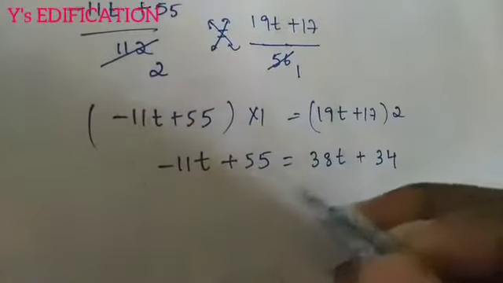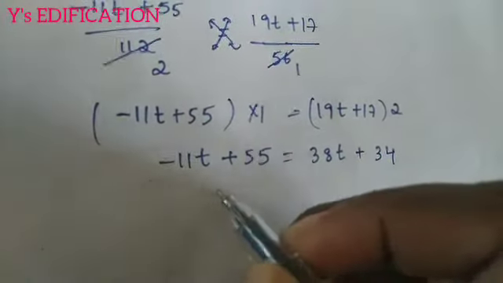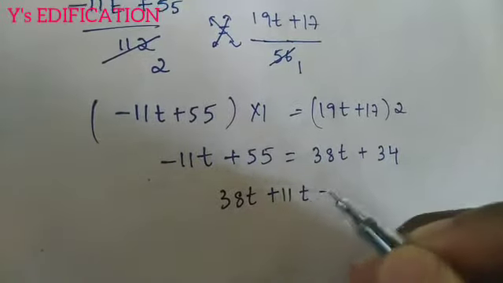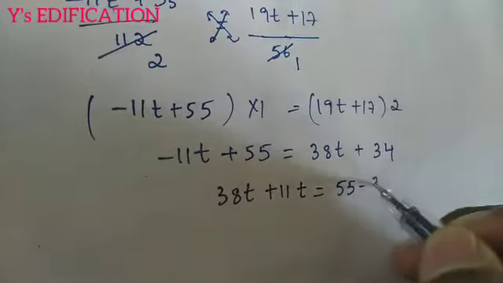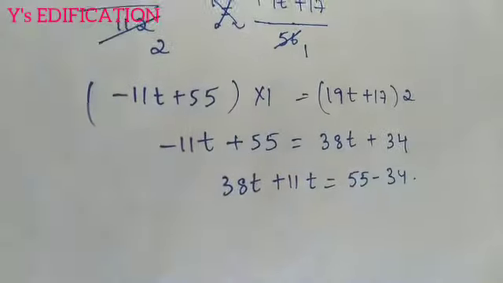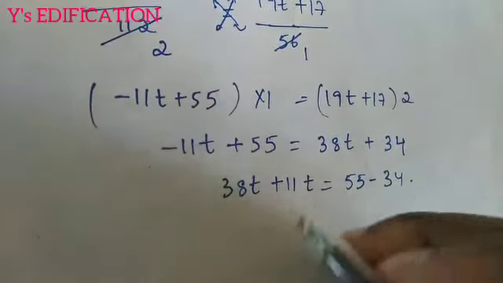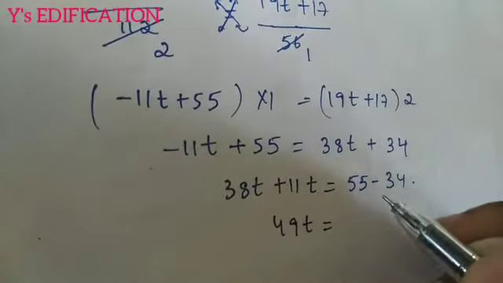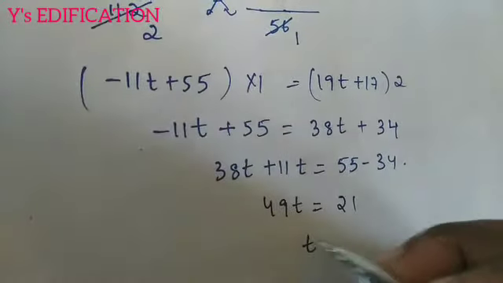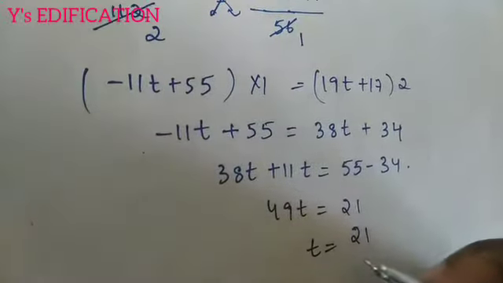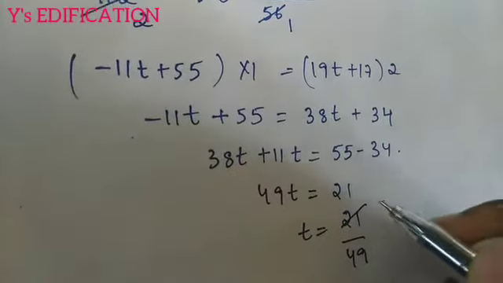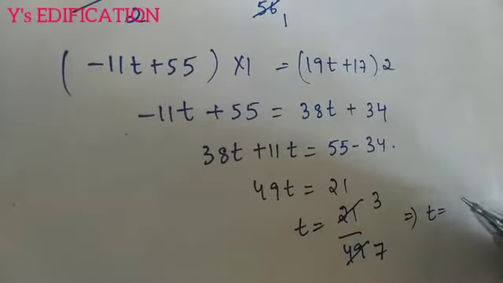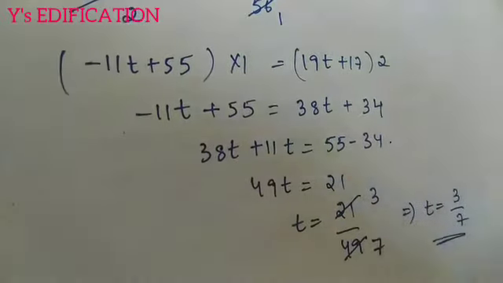Now write the numericals on one side and variables on the other side. So 38t plus 11t is equal to 55 minus 34. So what is 38 plus 11t? 49t is equal to 55 minus 34 is 21. We want t value. So 21, it will become by 49. So 7 into 3, 7 into 7. So what is the value of t? T is equal to 3 by 7 is the answer.